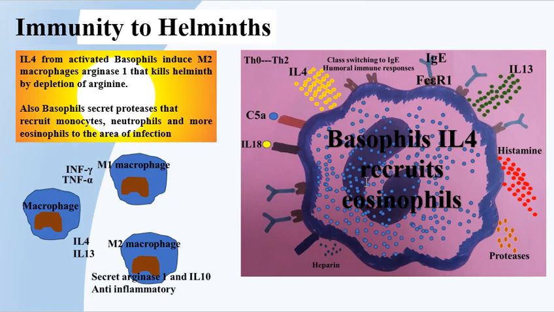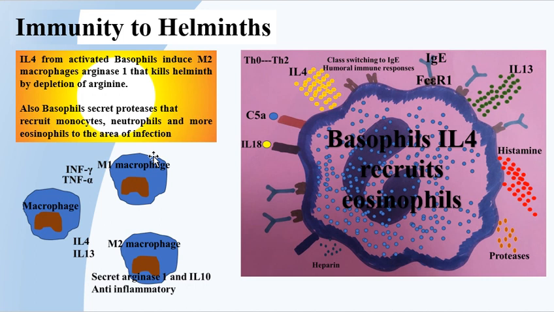And also basophils take part in immunity to helminths. And as can be seen here, interleukin 4 from activated basophils induces M2 macrophages with arginase 1, and this is actually the conventional macrophage. They produce tumor necrosis factor alpha and interleukin 1.